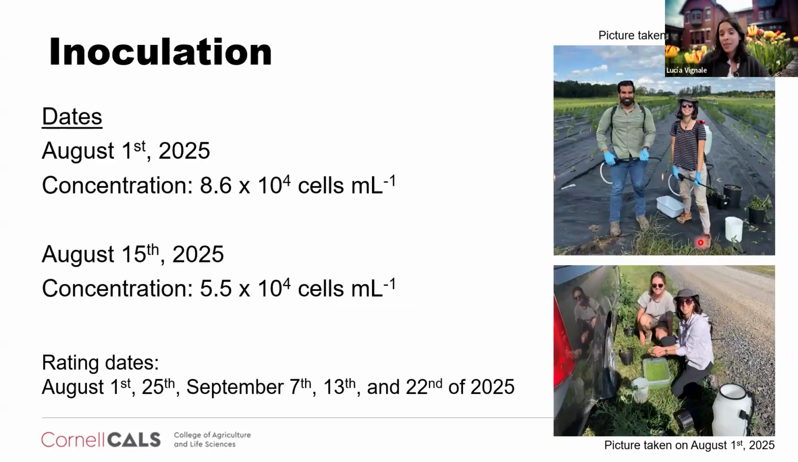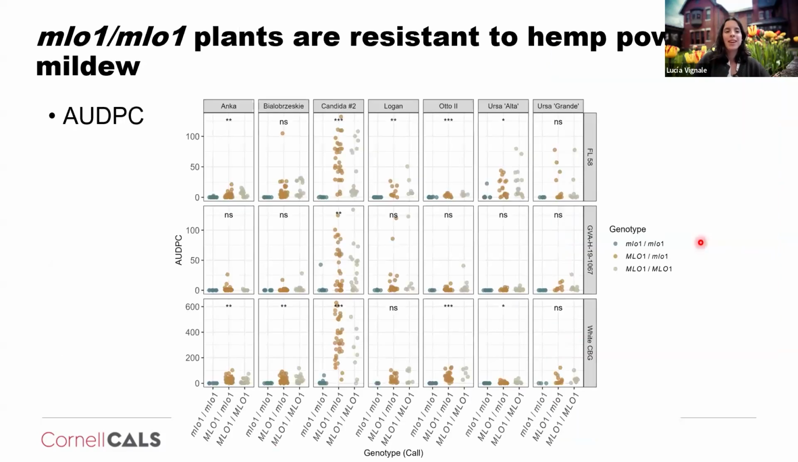Sorry, we inoculated the field twice this summer because it was super dry and we were not having the most optimal conditions for the development of this disease. And I rated 5 times during the course of the summer.